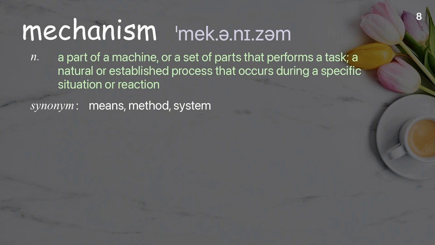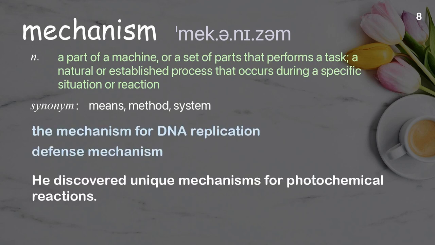Mechanism. A part of a machine, or a set of parts that performs a task, a natural or established process that occurs during a specific situation or reaction. Examples. The mechanism for DNA replication. Defense mechanism. He discovered unique mechanisms for photochemical reactions.